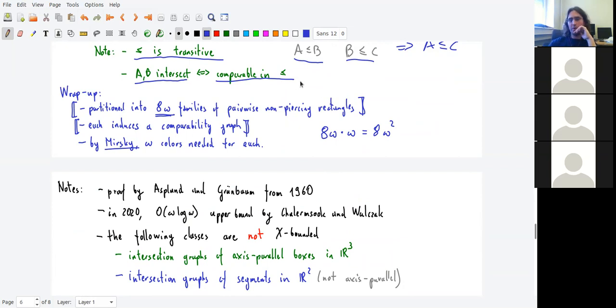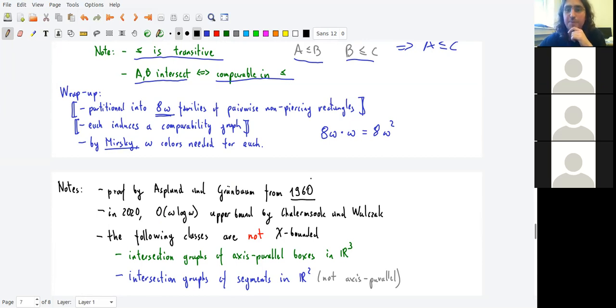Okay, if there are no more questions, then maybe we can move to the next example. But before the next example, let me give you some remarks about this. So first of all, this proof that I gave you is actually much older than the notion of chi-boundedness itself. It was given by Asplund and Grünbaum in 1960.